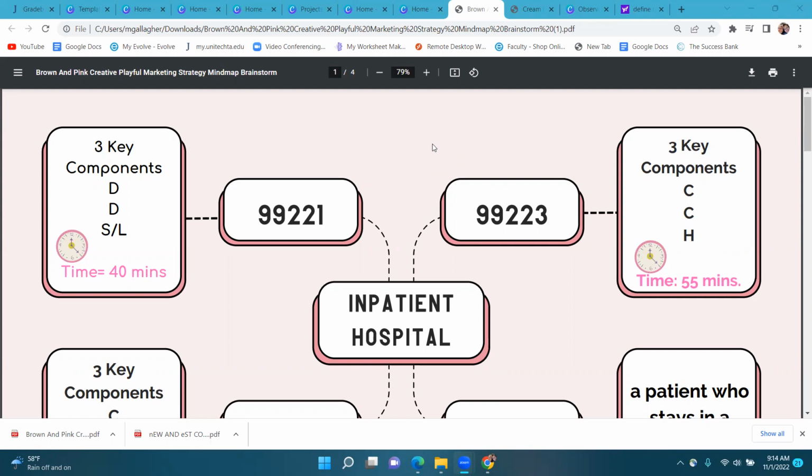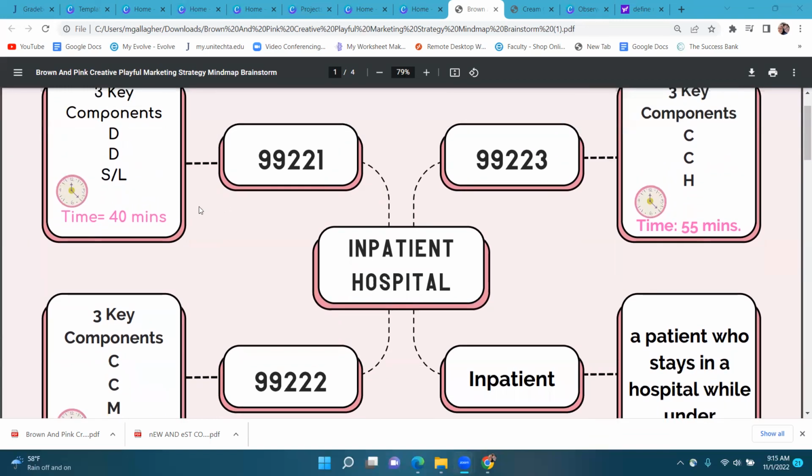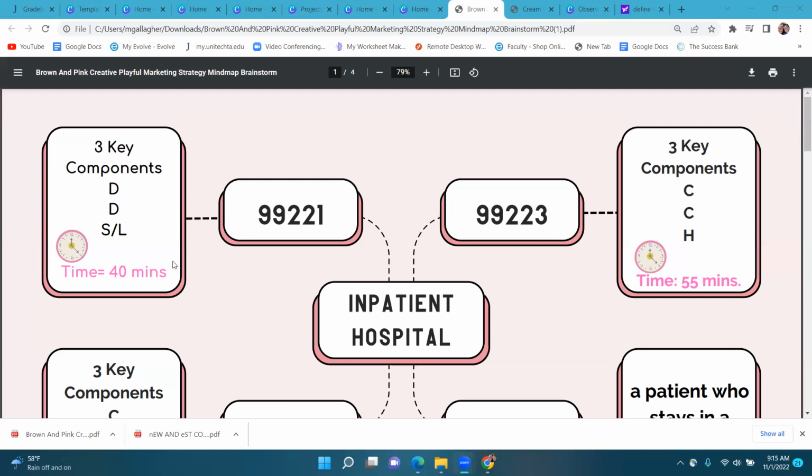The codes are going to start on page 24, and the first code for initial hospital care is 99211. So again, that is a detailed or comprehensive history, a detailed or comprehensive exam, and MDM is straightforward or low, a DDL. Now let's talk about the time for 99211. That is going to be 40 minutes.